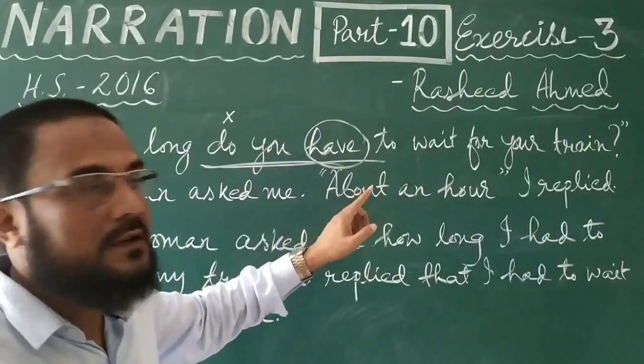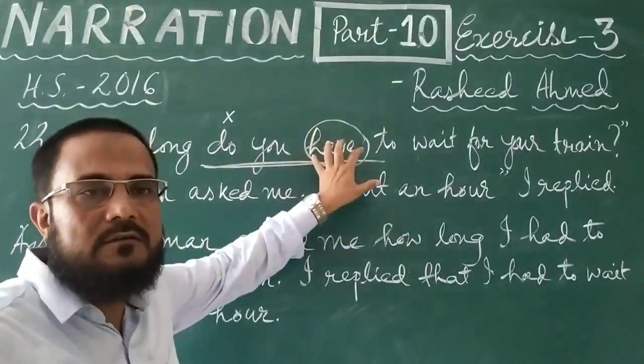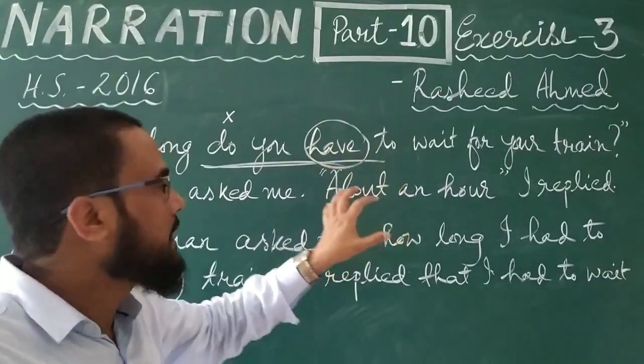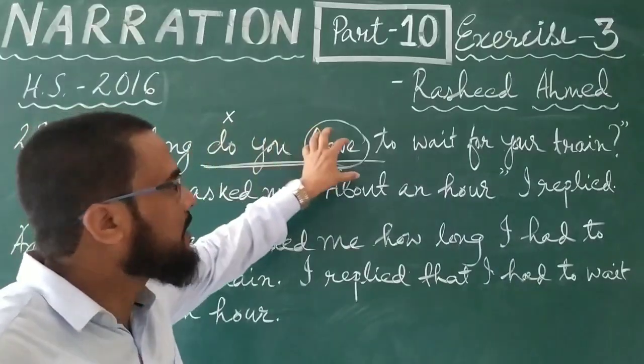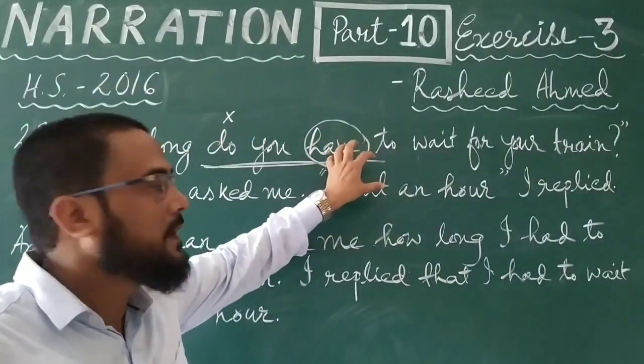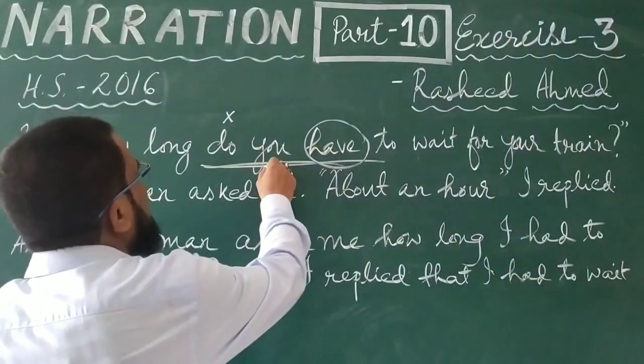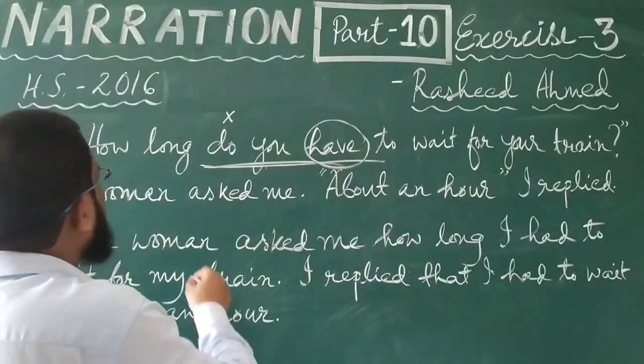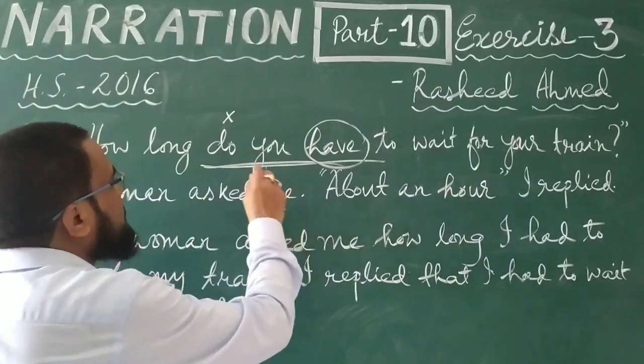Do you have? Do is auxiliary, have is main verb. When we change it into indirect narration, we will write it in assertive form. At that time, do will be removed. The main verb will be used in its past form. And again, you will also be changed. This you is second person, and in its place, the object of the reporting verb, me, will be used.